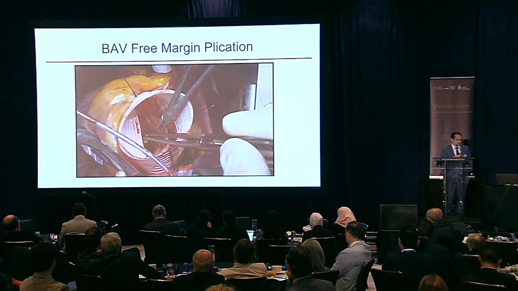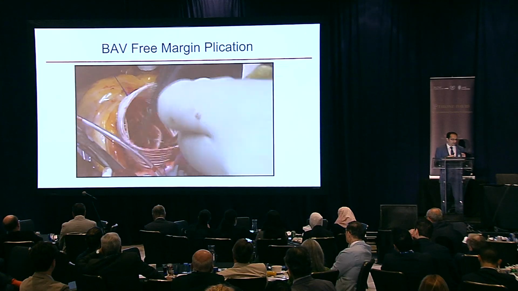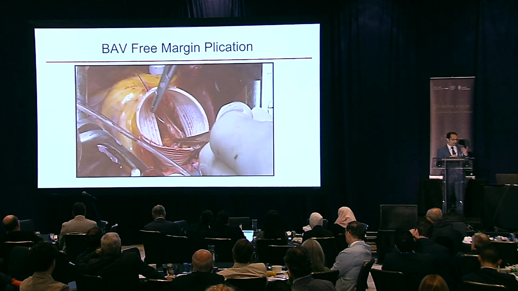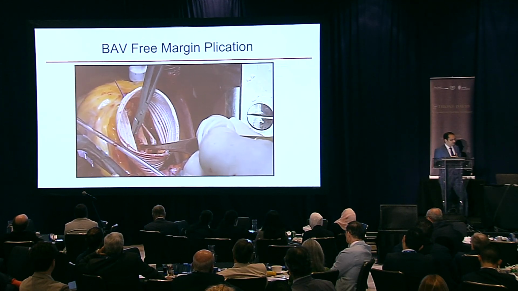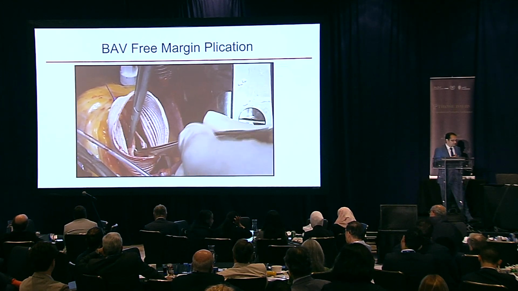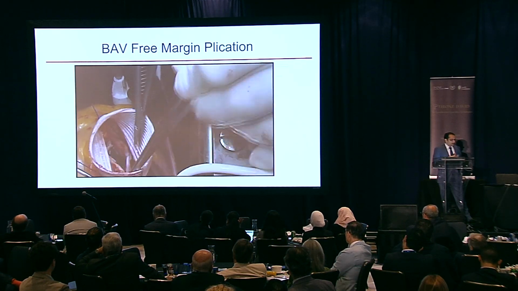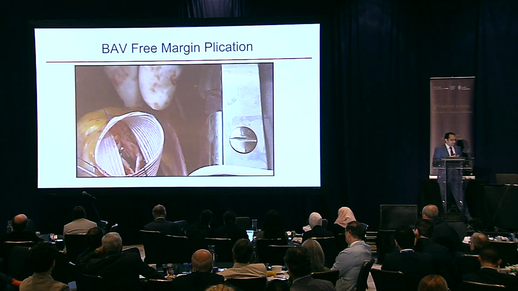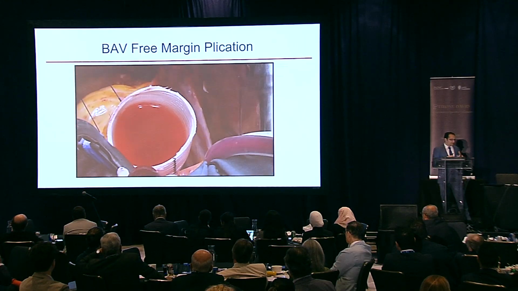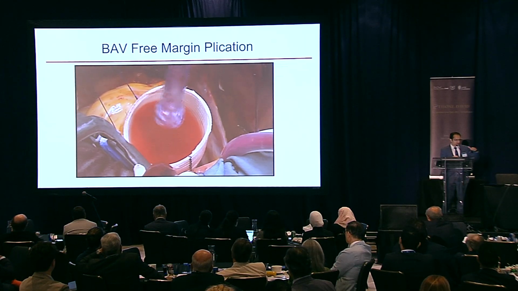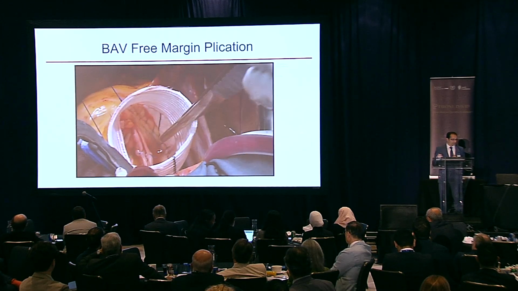giving us the ability to reapproximate the two. In this case, we felt that the effective height of the non-fused cusp was inadequate, so we did put a plication stitch to raise it, and then again, we used that as our reference to repair the conjoint cusp. And once this is done, you'll see that you have 2 mobile cusps, 2 cusps where the free margin is parallel, and that there's adequate surface of coaptation between the 2.